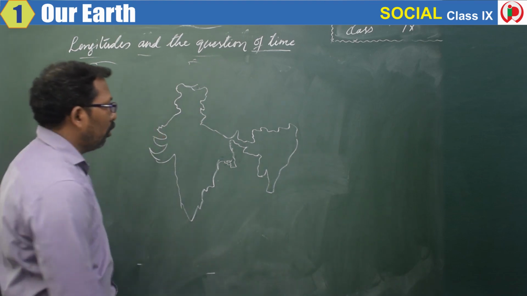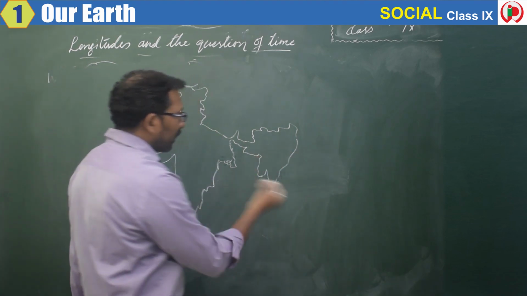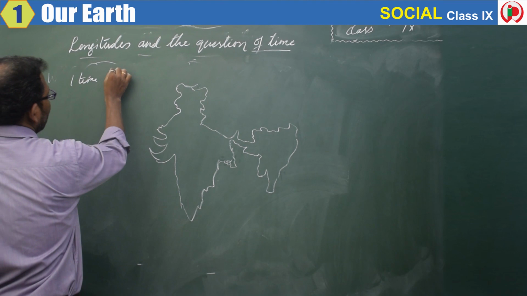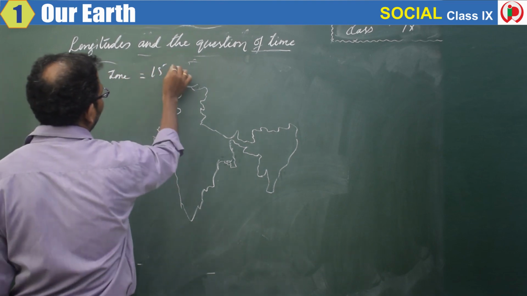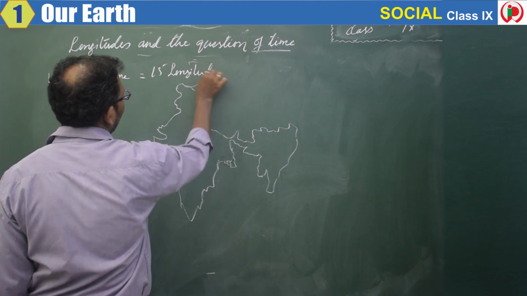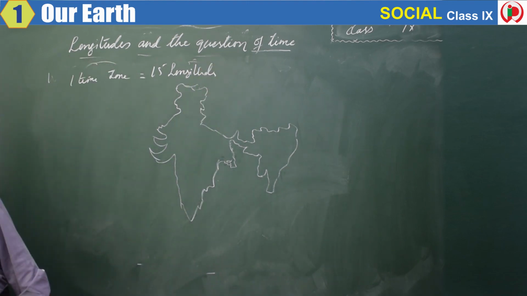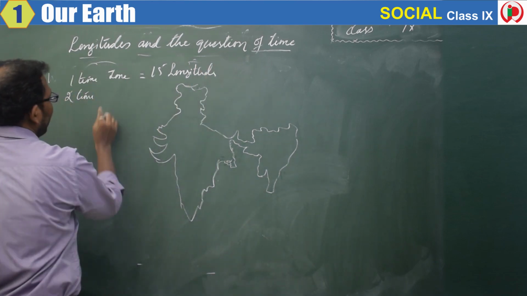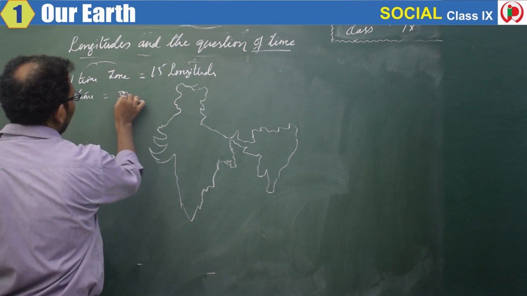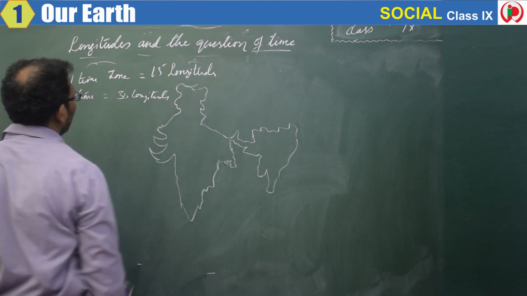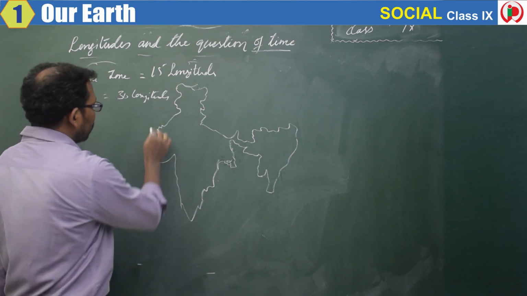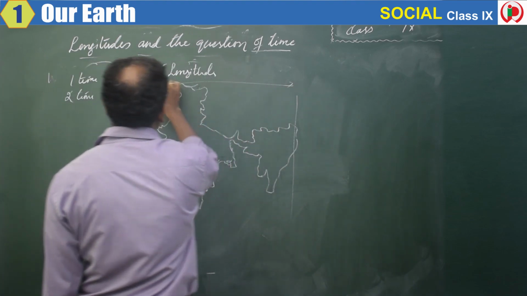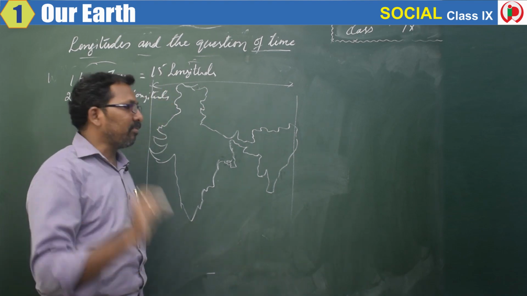Now this is India, observe. Here India comes under 2 time zones. 2 time zones means how much? 1 time zone is equal to 15 longitudes. Understood? 2 time zones is equal to 30 longitudes. So India is in 2 time zones, which means there are a total of 30 longitudes. So there will be a time difference.